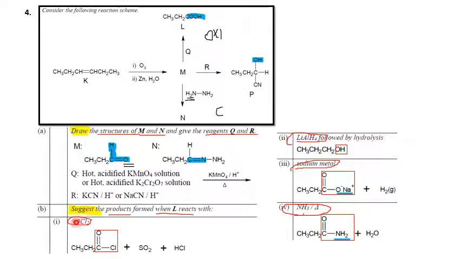Suggest the product formed when L reacts with the following. Okay, L is a carboxylic acid. So when it reacts with SOCl2, the derivative of carboxylic acid, an acyl chloride, is formed. If you remember, write down the byproducts SO2 plus HCl. And then lithium aluminum hydride followed by hydrolysis. So this is reduction. So from propanoic acid it becomes propanol. And when propanoic acid reacts with sodium metal, they will form C=O, O-, Na+. The last one reacts with amine, so it will form the derivative of carboxylic acid, an amide.